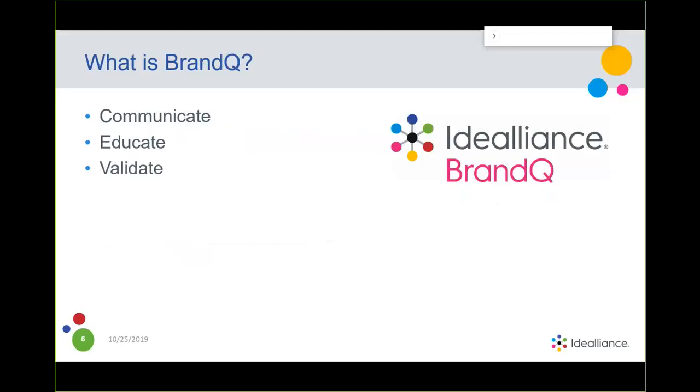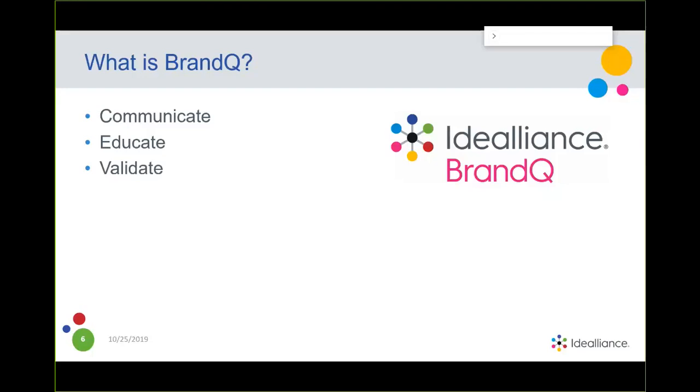So the Idealliance BrandQ program was developed probably about 2 years ago. And the whole idea was to help brands be able to work with the supply chain better. It has three main components. One is communication, and that's to enable communication between the brand and the supplier. The second is education, educating the brand on how to work, measure, specify, and communicate what they want for printing, and the suppliers as well, so that everybody's speaking the same language and talking about the same thing.